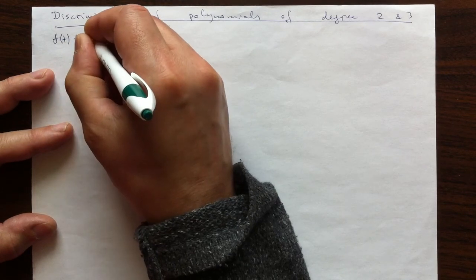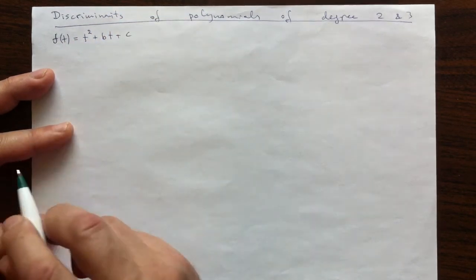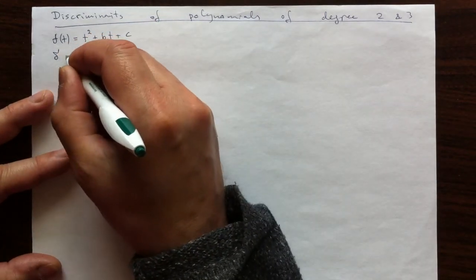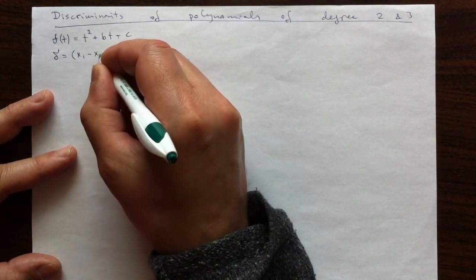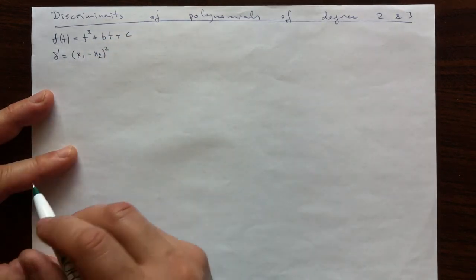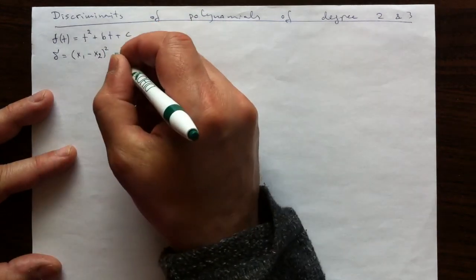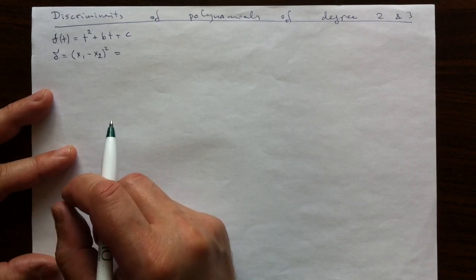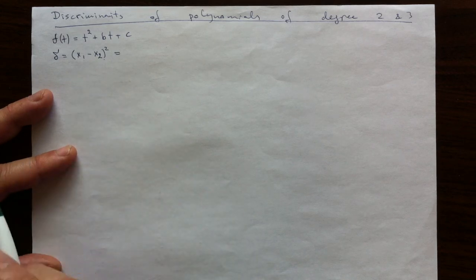I'm still assuming that my polynomial is monic, the leading term is 1. I have coefficients b and c, and the discriminant always is the product of the differences of the roots squared. So I only have just one difference, having two roots. And the general method of determining the expression in terms of elementary symmetric polynomials of this particular symmetric polynomial is as follows.